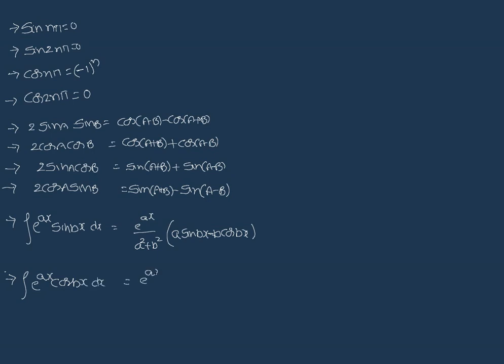Similarly, we require one more formula: the integral of e^(ax) cos bx dx is equal to e^(ax)/(a²+b²) times (a cos bx plus b sin bx). So these are the important formulas, and with them we can solve the Fourier series problems.